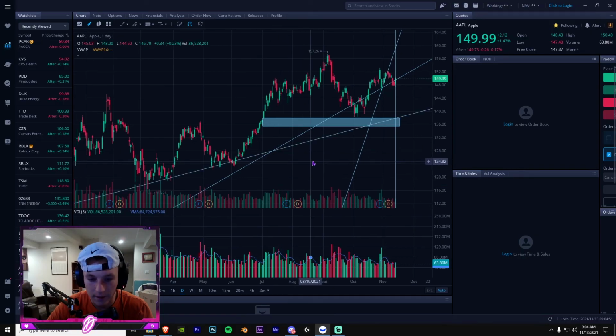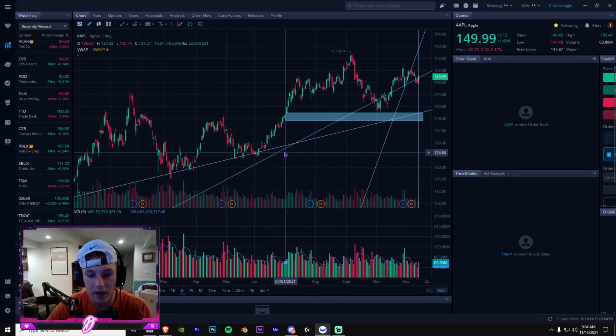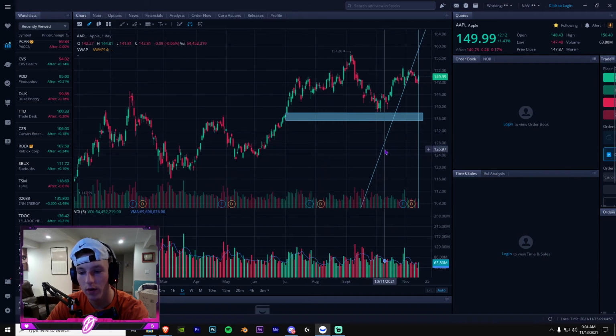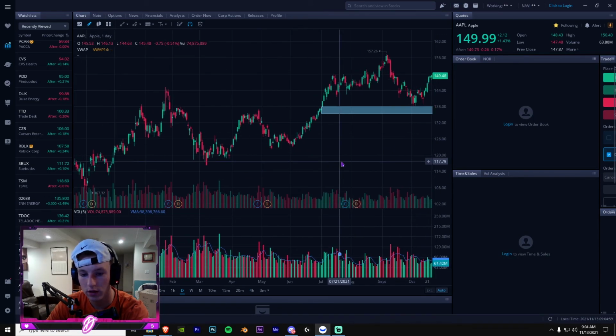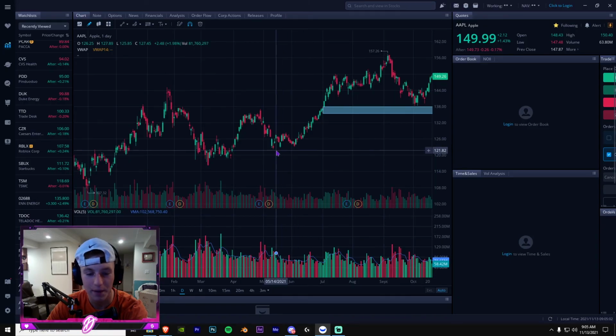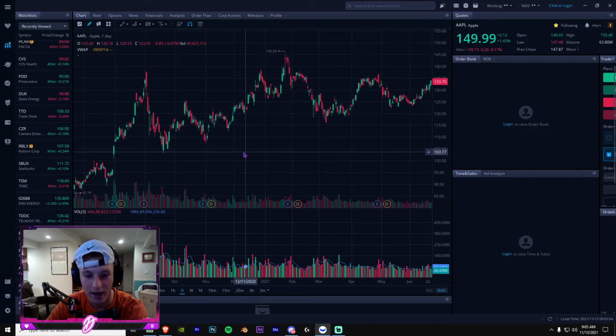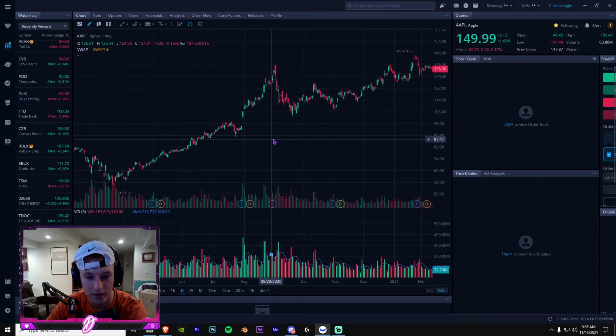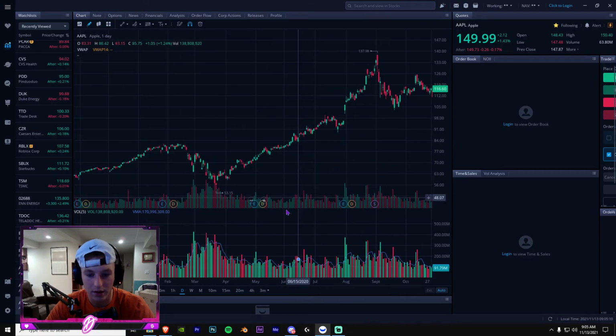So that is a hammer, and the reason why I use hammers so much is because I see them everywhere and they work so well, and it's hard to find a hammer that does not work. I couldn't even find one before this video. I was looking for like 10 minutes. I cannot find a single hammer candle that didn't work.